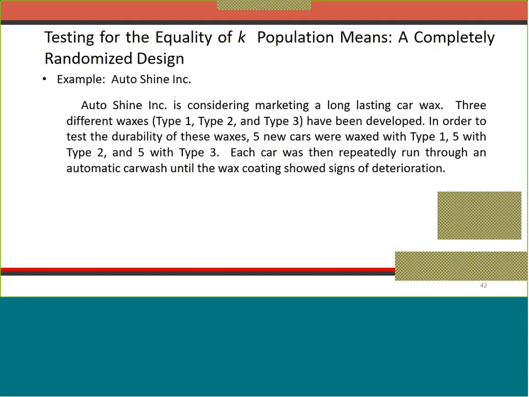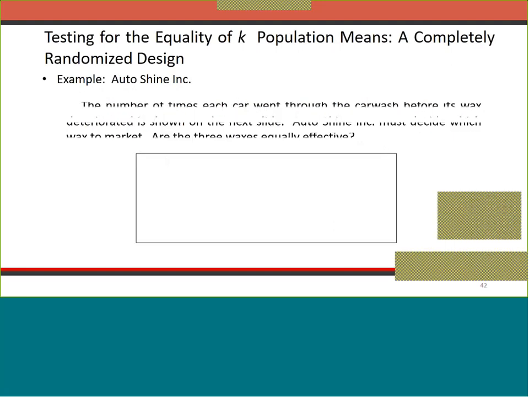AutoShine is considering marketing a long-lasting car wax. 3 different waxes have been developed. In order to test the durability of these waxes, 5 new cars were waxed with type 1, 5 with type 2 and 5 with type 3. Each car was then repeatedly run through an automatic car wash until the wax coating showed signs of deterioration. Now we understand each and every term for the given question.